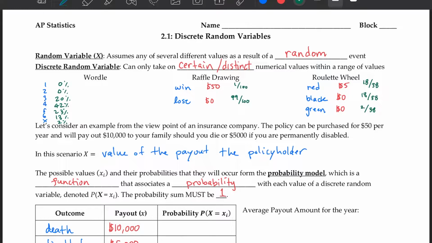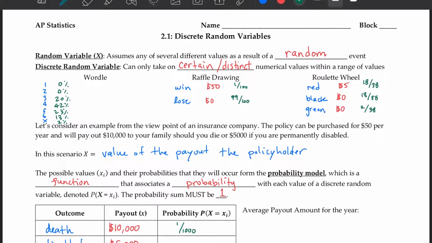So what are the probabilities in this? Well, it changes probably year to year. It changes insurance company to insurance company. So we're just going to go with a hypothetical here. Let's say that for our company, in a year, we have only 1 out of 1,000 people that perish. So we're going to go with that.